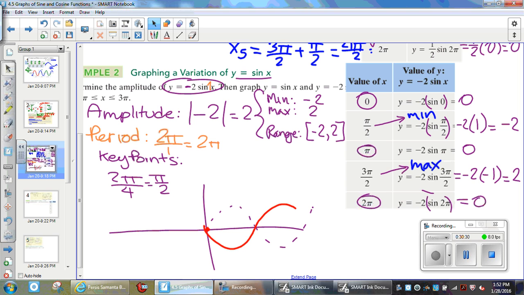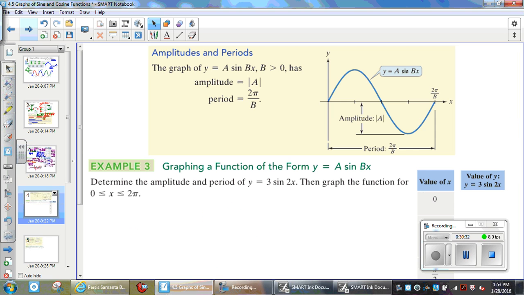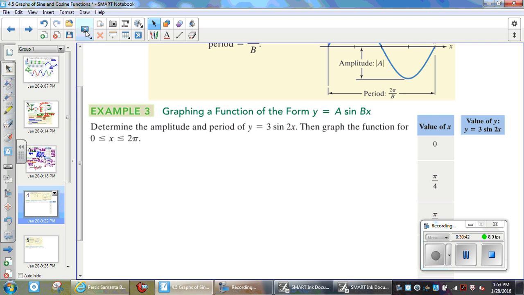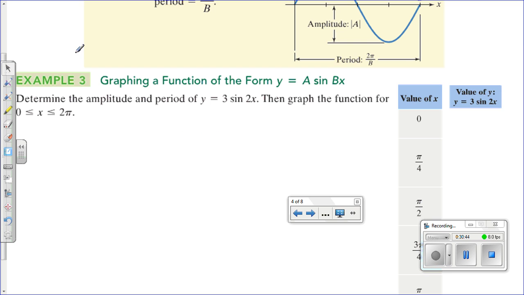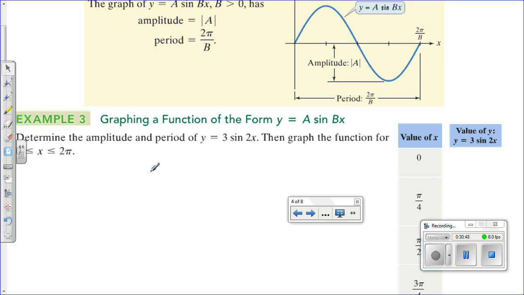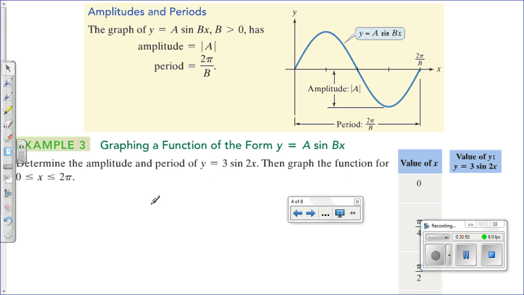Okay, so we need to move to the next slide. All right, now we're going to look at a graph where the period is different. And so what the period does is it's going to either stretch it horizontally or shrink it horizontally, okay? And actually yesterday, Chris asked me, does the period have anything to do with the frequency? And the answer is yes.